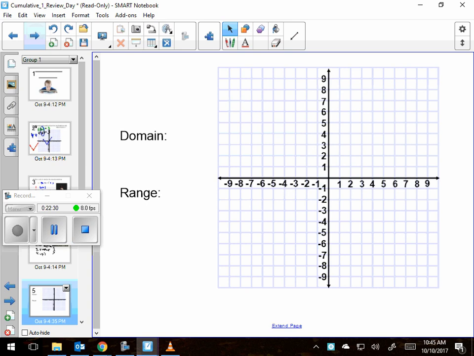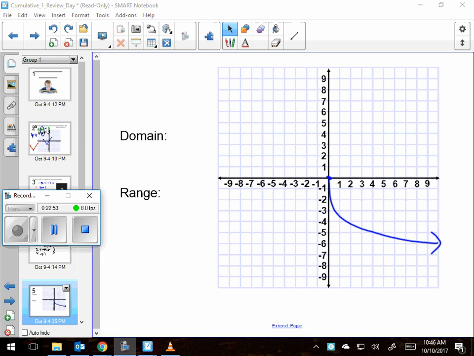Now, domain and range. A quick domain and range that gets a lot of people. Let me see if I can get any of you. Let's say it's a flipped square root, which would look kind of like that. That's a reflected square root. Do you know the domain and range of that? I'm going to pause while you give that one a try.